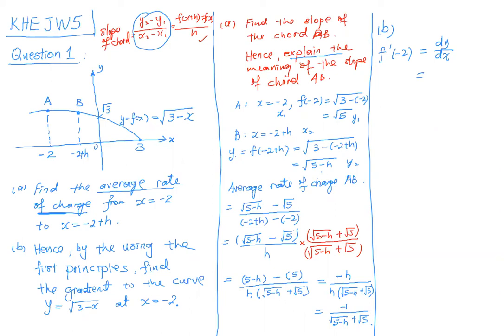Yes, miss. First principle. After you get the average rate of change, so what should you do? First principle is the basic principle of how the average rate of change approaches instantaneous rate of change. Correct? Yes. So what should I write? Please let me know.